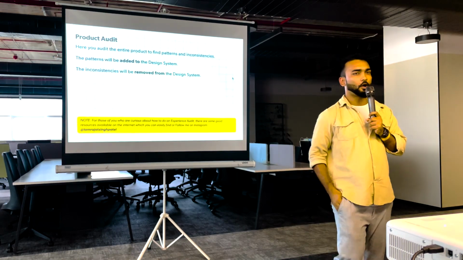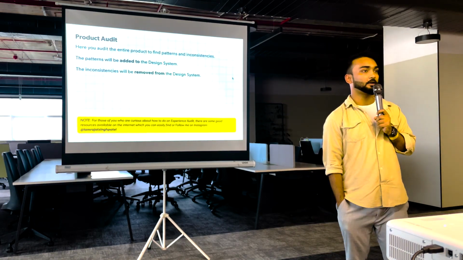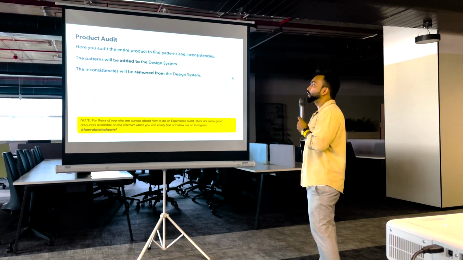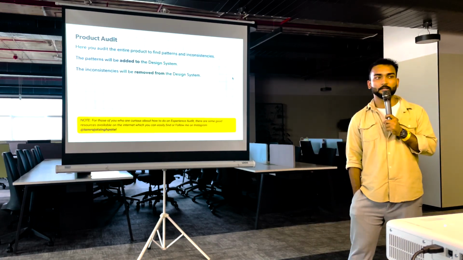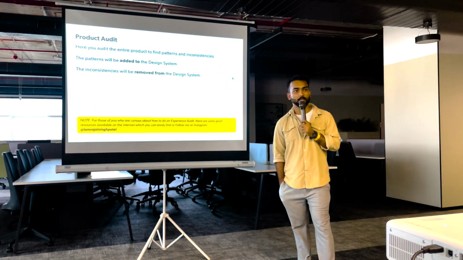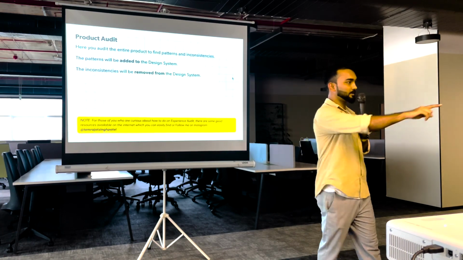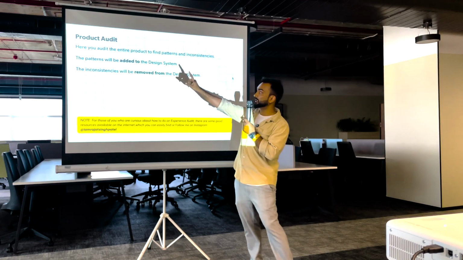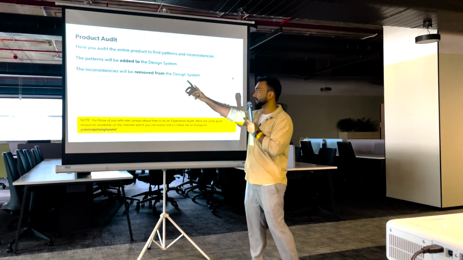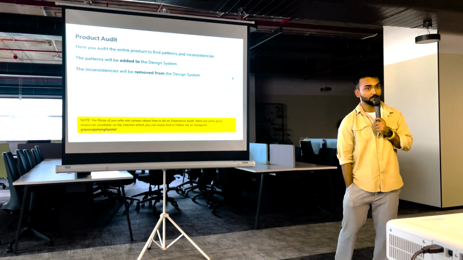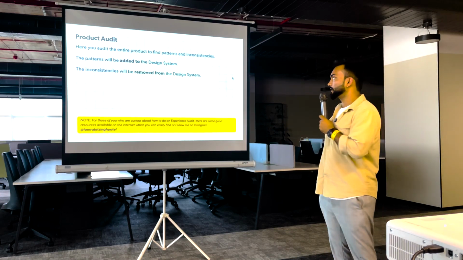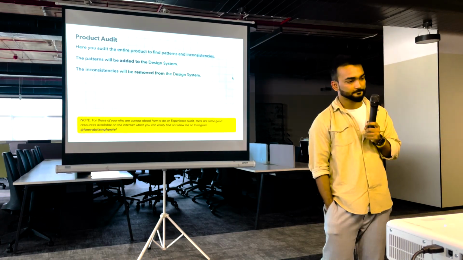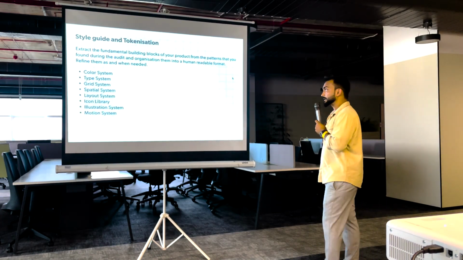Now, there's a lot that can happen on product audit. I can actually take a 45-minute session on how to conduct a product audit. Right now, I'll just give you the gist of it. That is, the goal of a product audit is very simply 2 things. You find patterns and you also find inconsistencies. Is that a good summarization? Yeah? You find patterns and you find inconsistencies. The patterns will be added to the design system, and then the inconsistencies will be removed from the design system. Okay? Keep this in mind. The goal of a product audit is find patterns, find inconsistencies, keep the pattern, remove inconsistency.